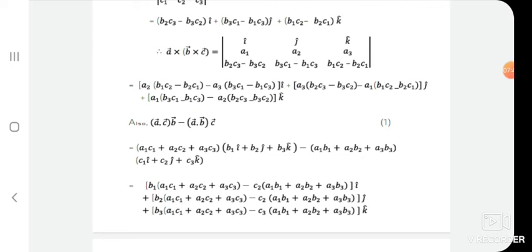and separate the i terms and j terms individually, we get B1 into (A1 C1 plus A2 C2 plus A3 C3) minus C1 into (A1 B1 plus A2 B2 plus A3 B3) i cap, plus (B2 into (A1 C1 plus A2 C2 plus A3 C3) minus C2 into (A1 B1 plus A2 B2 plus A3 B3)) j cap, plus (B3 into (A1 C1 plus A2 C2 plus A3 C3) minus C3 into (A1 B1 plus A2 B2 plus A3 B3)) k cap.